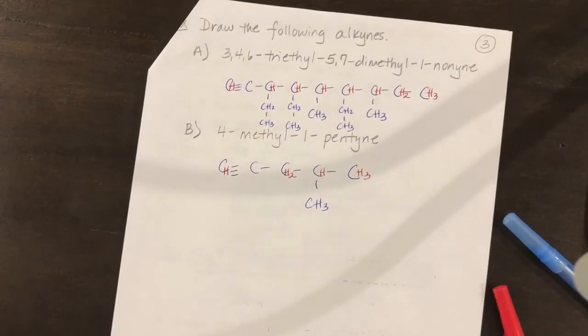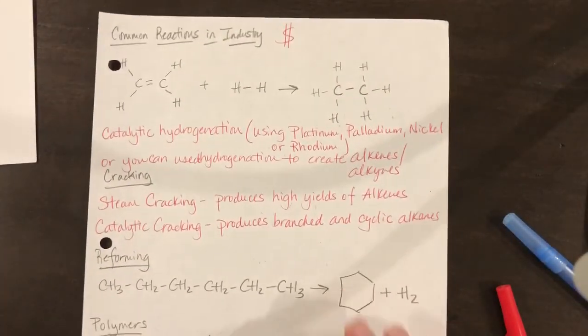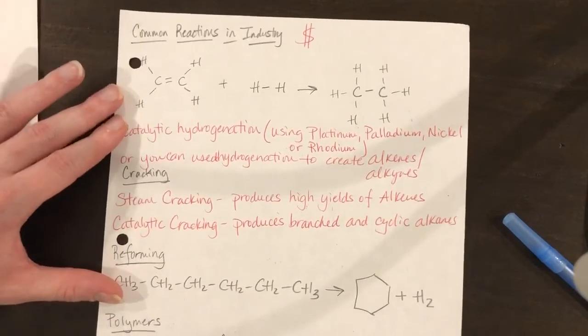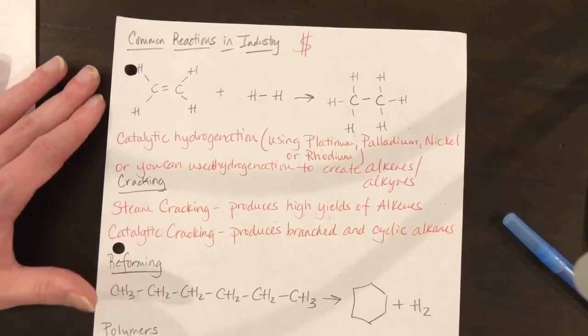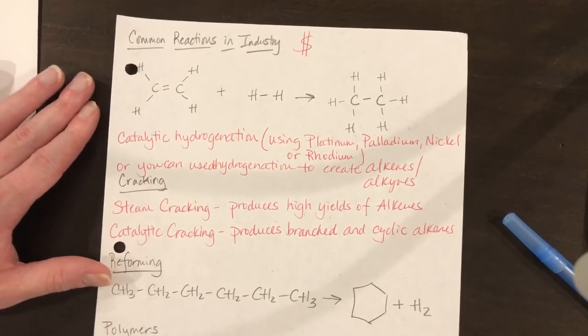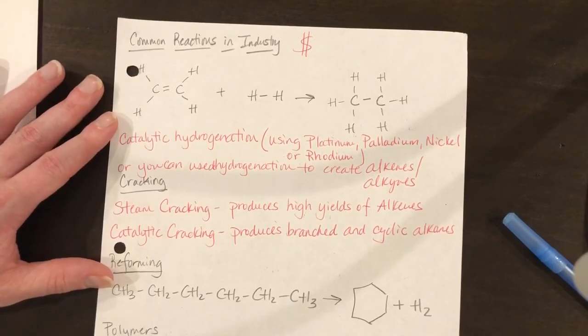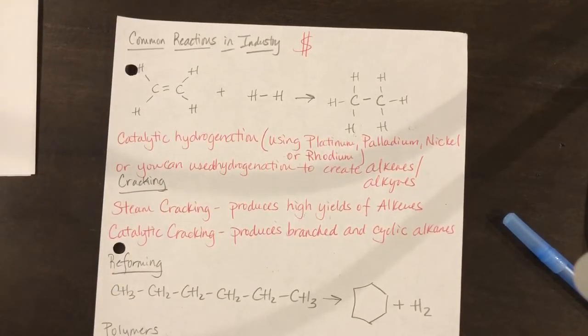Just some information about alkenes and alkynes that you might find useful. I had this in an old set of notes. So alkenes and alkynes are super important for industry. They make lots of money. So the first type of reaction that's listed here is catalytic hydrogenation. So you're going to use catalysts like platinum, palladium, nickel, or rhodium. And you can always use dehydrogenation to create alkenes and alkynes, so to create that double bond.